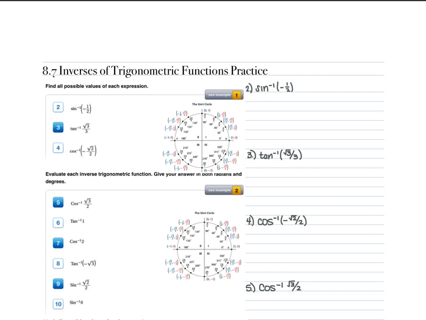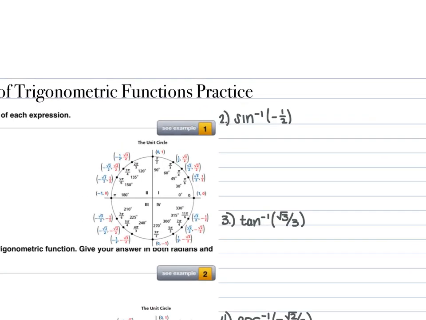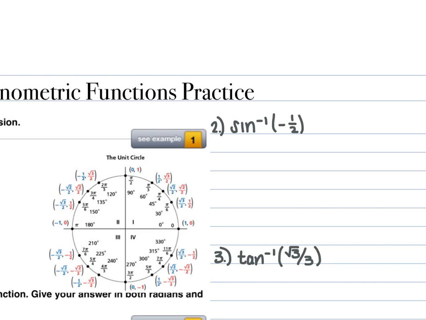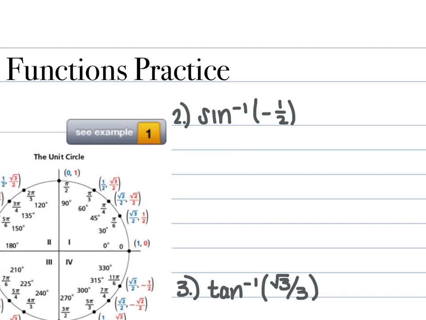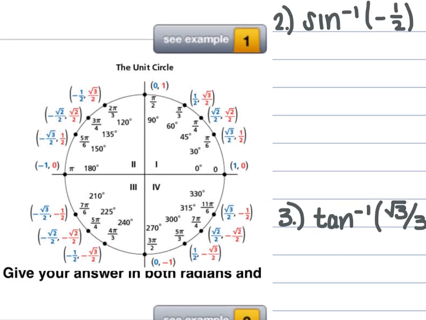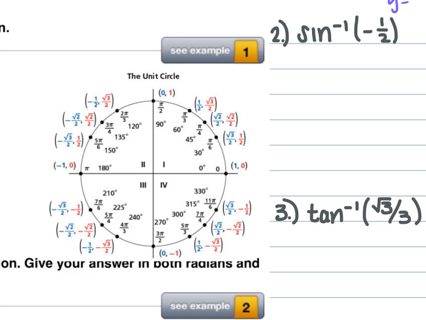For number 2, we have the inverse of sine of -1/2. So we're looking on that unit circle where anywhere that our y value is -1/2. Remember, this is saying that we want to know where y is -1/2. So we are going to look at our unit circle. The -1/2 is our y value. Where is it? Right here, as well as right here.